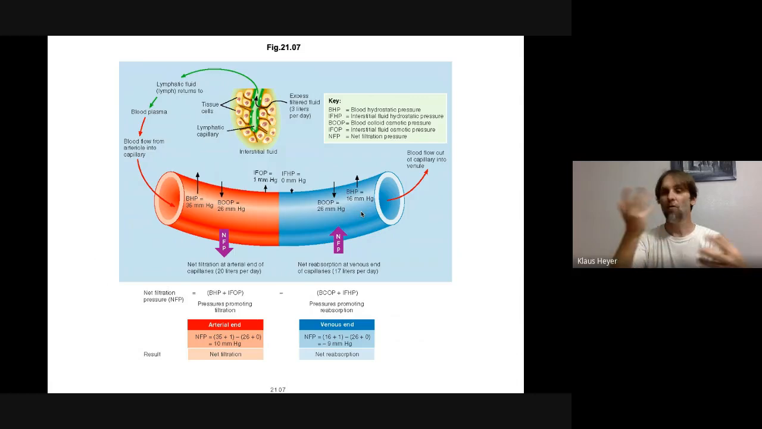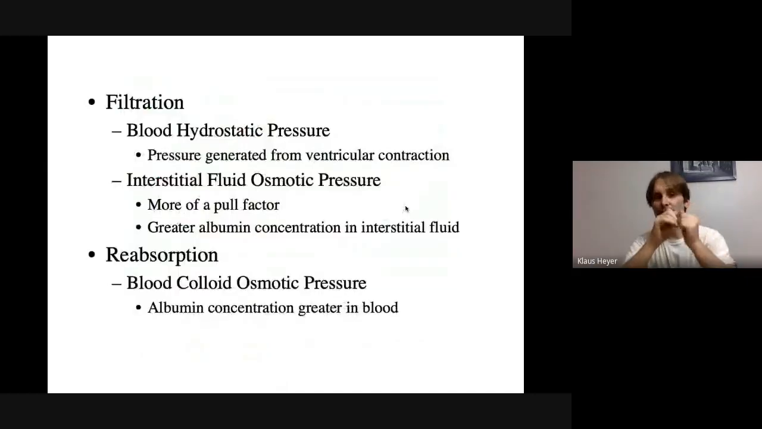So more albumin outside the capillary pulls water out. More albumin inside the capillary pulls water in. And that is interstitial fluid osmotic pressure and blood colloid osmotic pressure. It depends on where you find more albumin. So you have filtration, you have reabsorption.